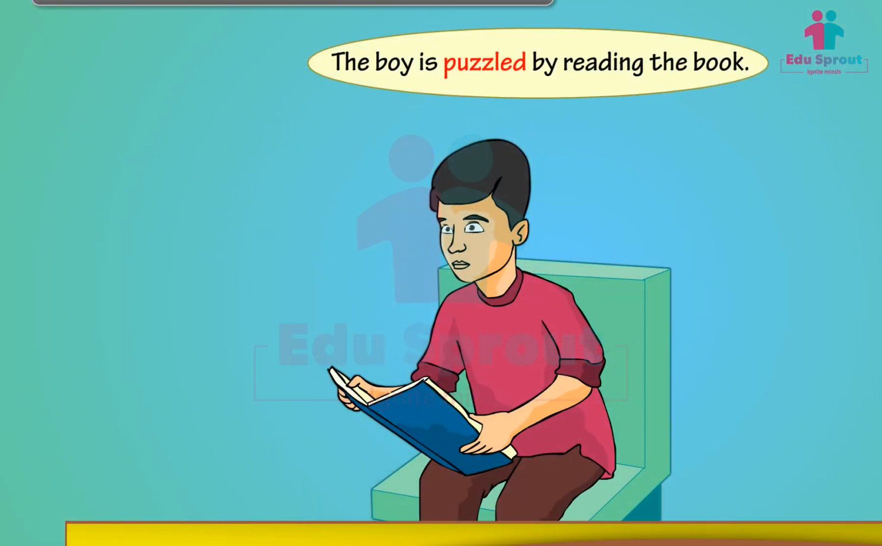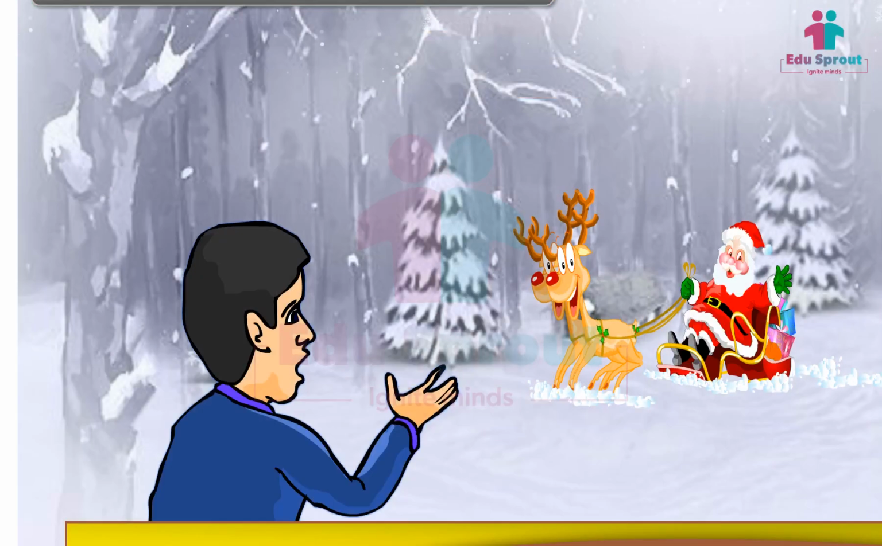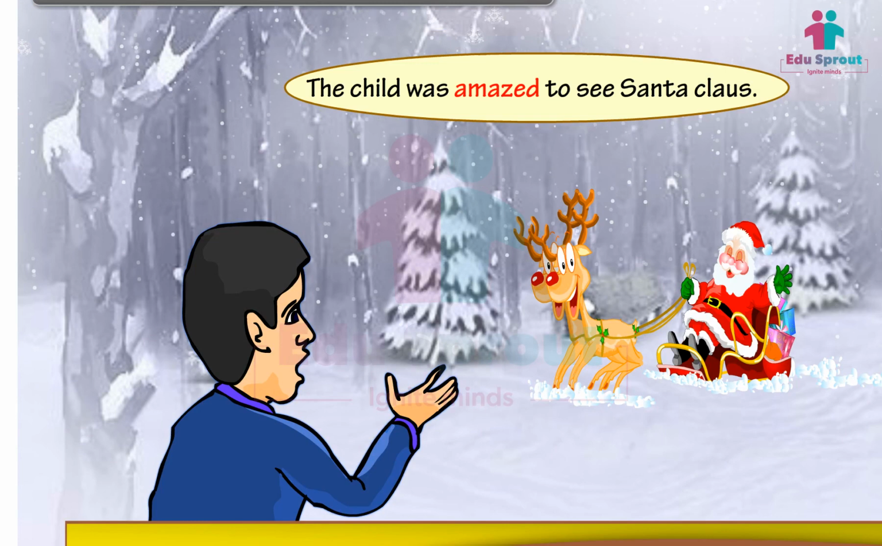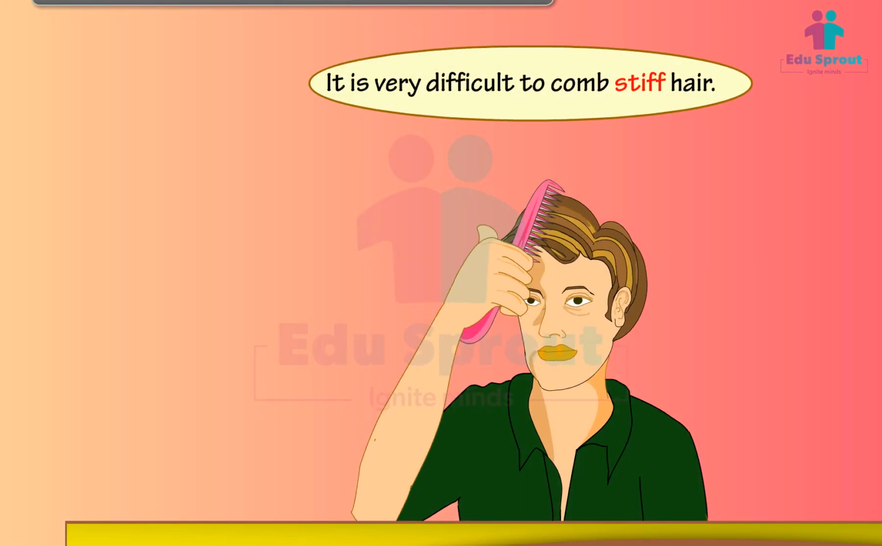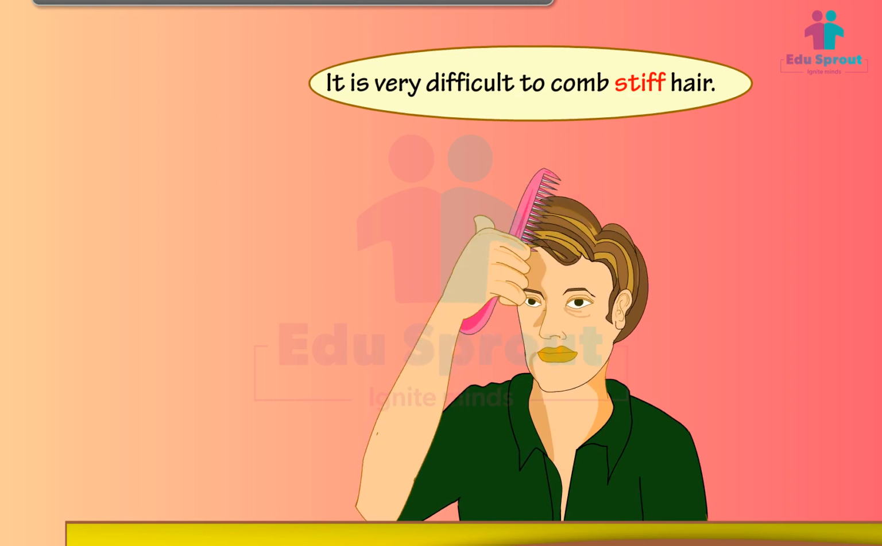Puzzled. The boy is puzzled by reading the book. Amazed. The child was amazed to see Santa Claus. Stiff. It is very difficult to comb stiff hair.